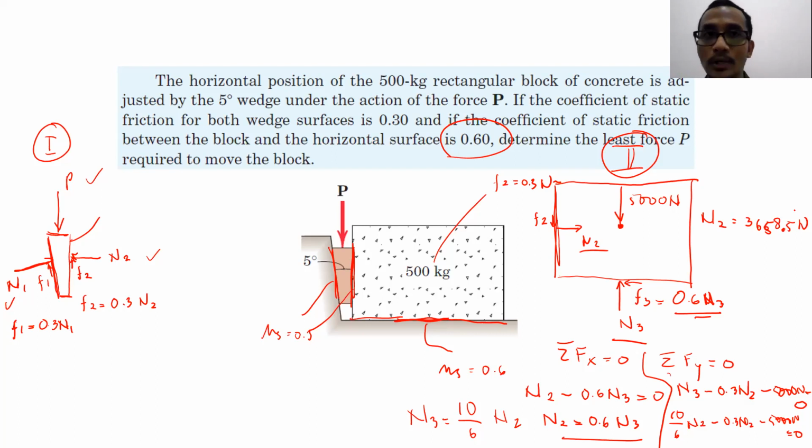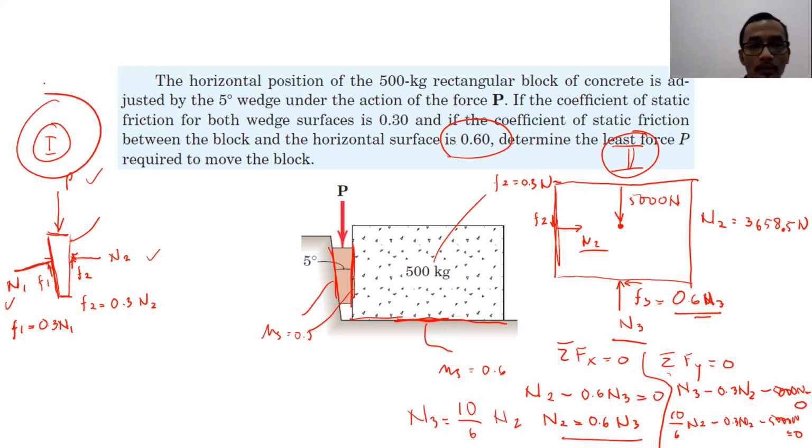Correct, right? Anyone here is following my calculation? Yes, sir. Is it correct? Yes, sir. Okay, then after we find out the value of N2, we can go to the first free body diagram here to solve for P. We find the value of N2, 3,600 something, and then we can find P and N1.